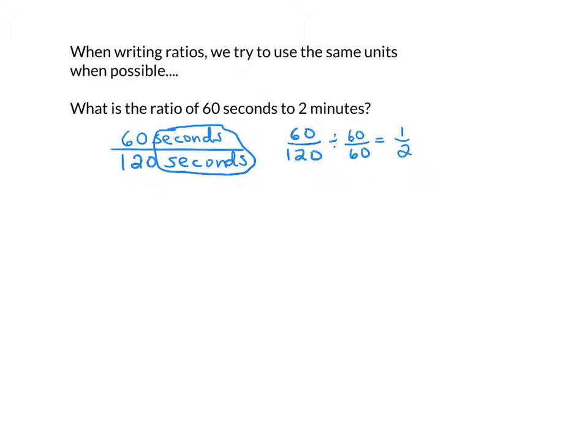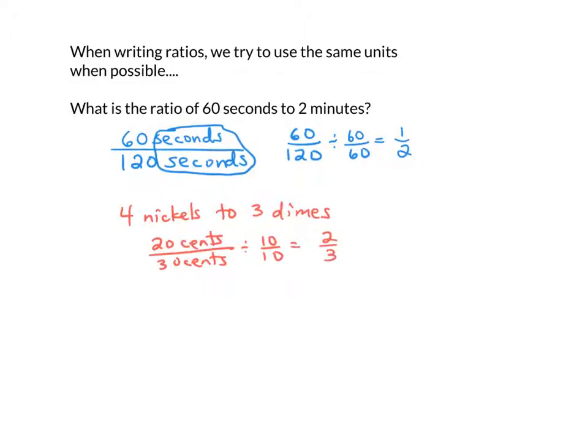Let's do another one. How about if I wanted to give the ratio of 4 nickels to 3 dimes? Once again, I could say 4 to 3, but I'm not really talking about the same unit. So I could change those into cents. 4 nickels would be 20 cents, 3 dimes would be 30 cents. And then once again, I could divide those by 10 over 10, and I would have a ratio of 2 to 3.